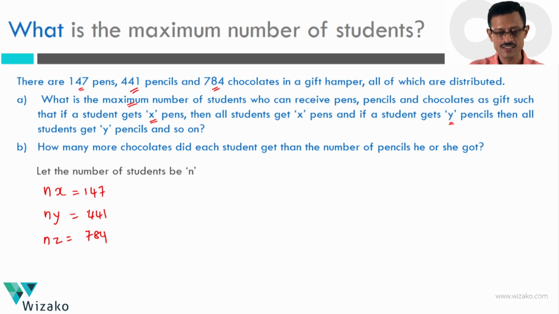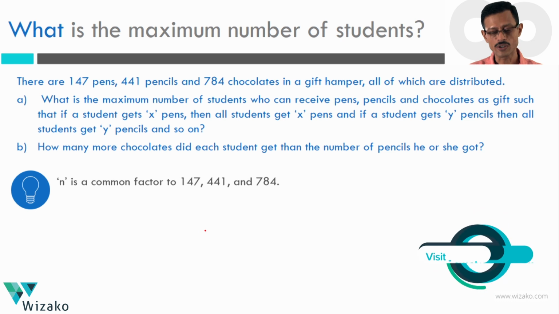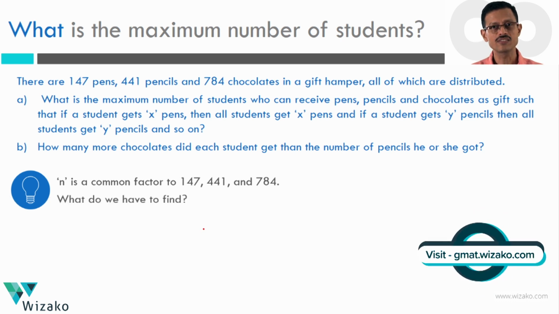Now quickly, one thing that we realize, n and x are factors of 147, n and y are factors of 441, n and z are factors of 784. But n is a factor of 147, n is a factor of 441, and n is a factor of 784. It essentially means that n is a factor common to all these 3 numbers, 147, 441, and 784. So the number of students that we'll have to find out is nothing but the common factor. This is a realization that we have. But hold on, what is the question asking us to find out? It is not asking us to find out some number of students, because 1 is a common factor to all these 3 numbers. So I can clearly say 1 is the number of students. We'll have to find out the maximum number of students.